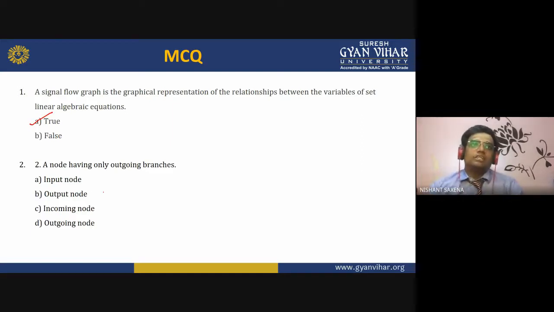Now question number 2 says that a node having only outgoing branches is called as what? It is called an input node.